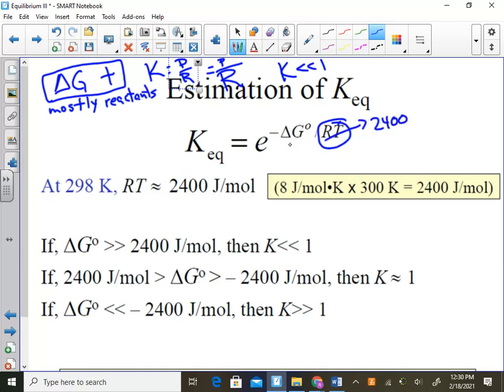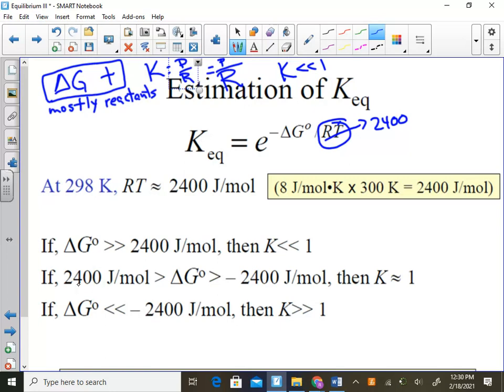And so if we look at delta G and kind of estimate, if delta G is much greater than 2400 joules per mole, then K is going to be really, really small, meaning this is going to be a really positive number. When we solve for K, this is going to give you a really small number.